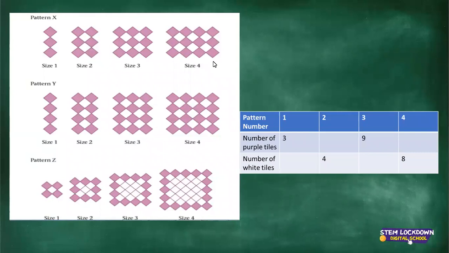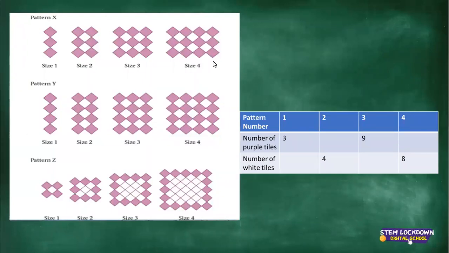Okay, what do we notice about this pattern? How does this pattern grow? For us to be able to say that for size number 2 we'll have 6 and for size number 4 we'll have 12, how did we get to that? JD says we add 3, and Melanda says adding 3 more purple tiles. That's correct. Everyone says by adding 3. That's one thing that we've noticed.